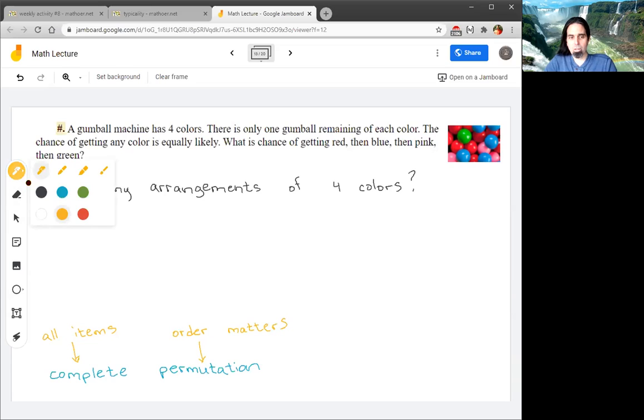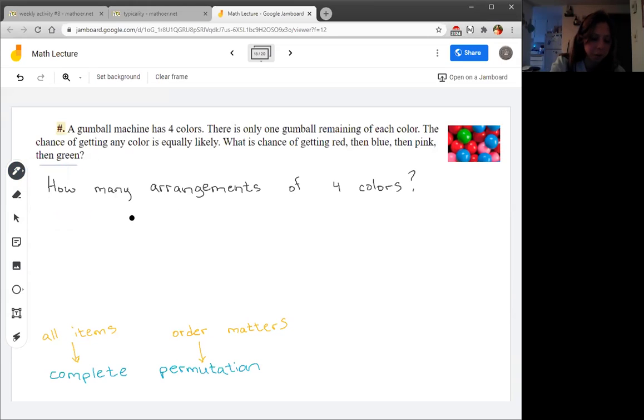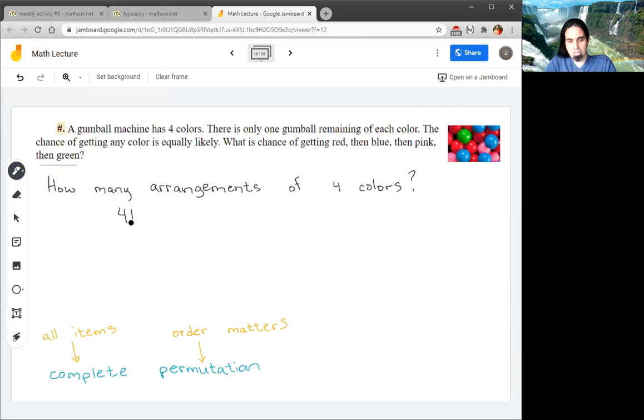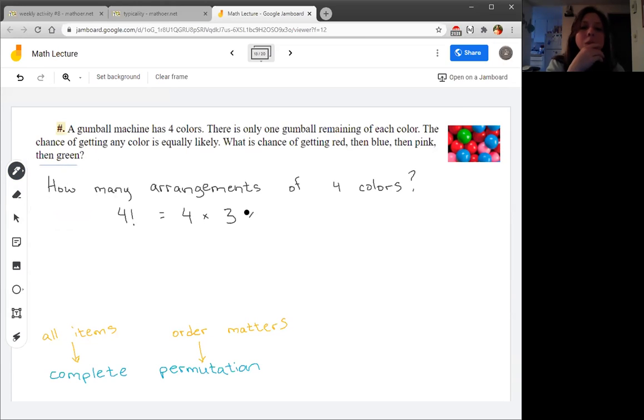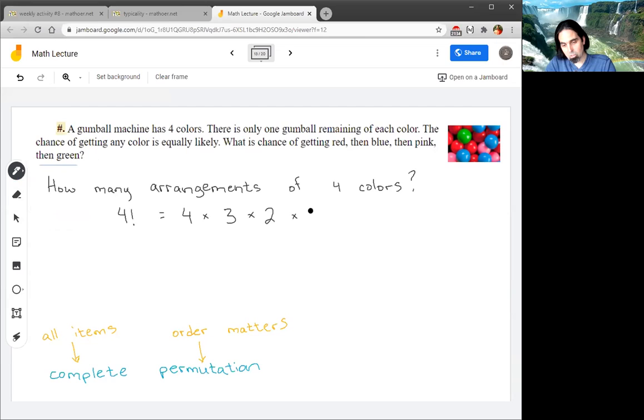How many ways were there to do 4 colors? Twenty-four. Yeah, any complete permutation with 4 things, like those books, is 4 times 3 times 2 times 1, which is 24. So what's the chance of getting the particular one that's red, blue, pink, green?